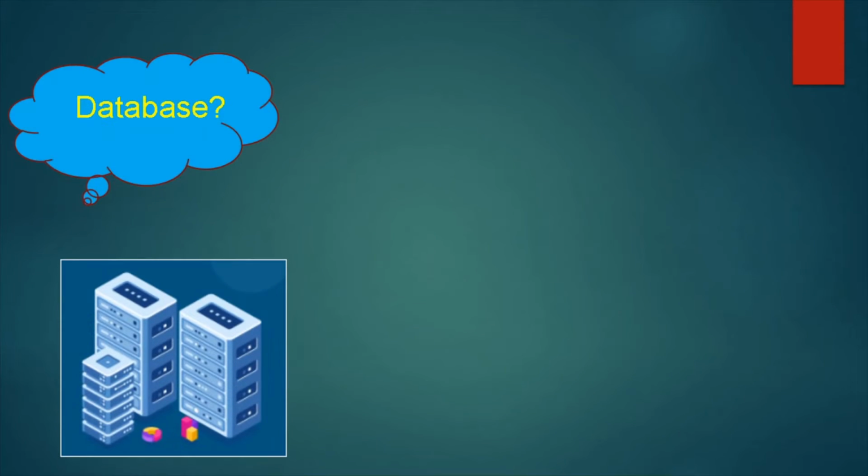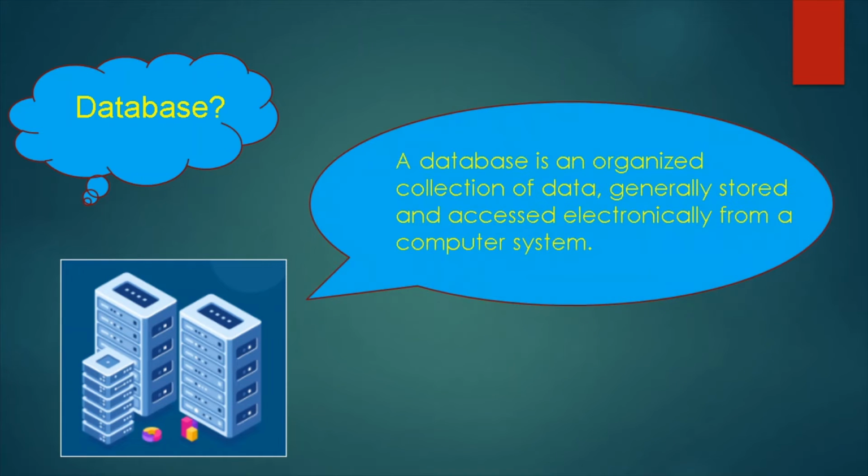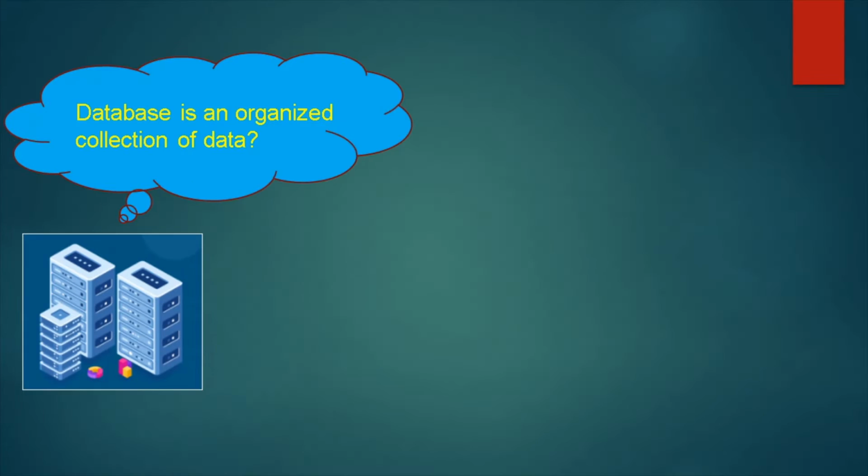Now we are ready to know what is database. A database is an organized collection of data generally stored and accessed electronically from a computer system. Database is an organized collection of data. How?